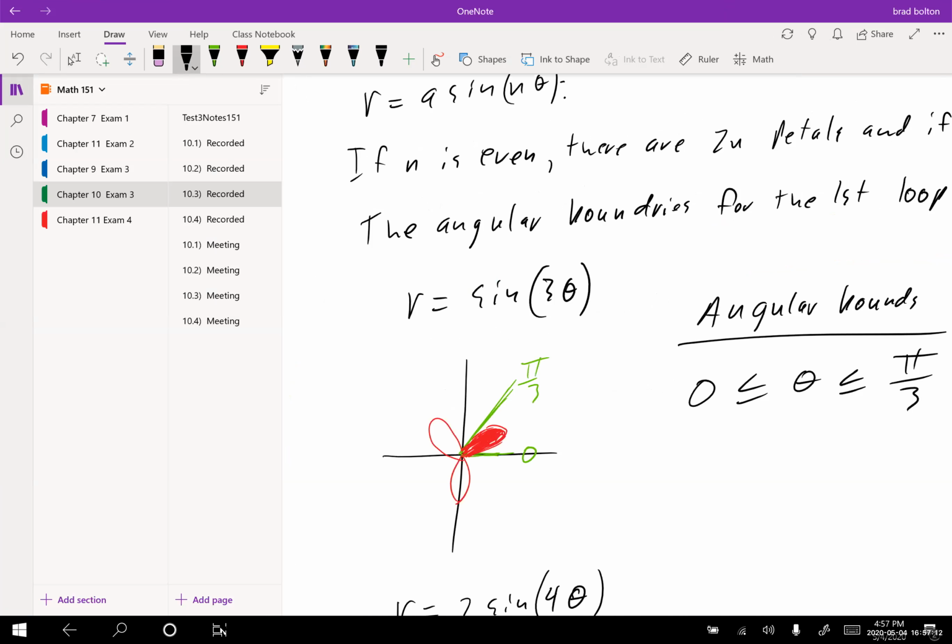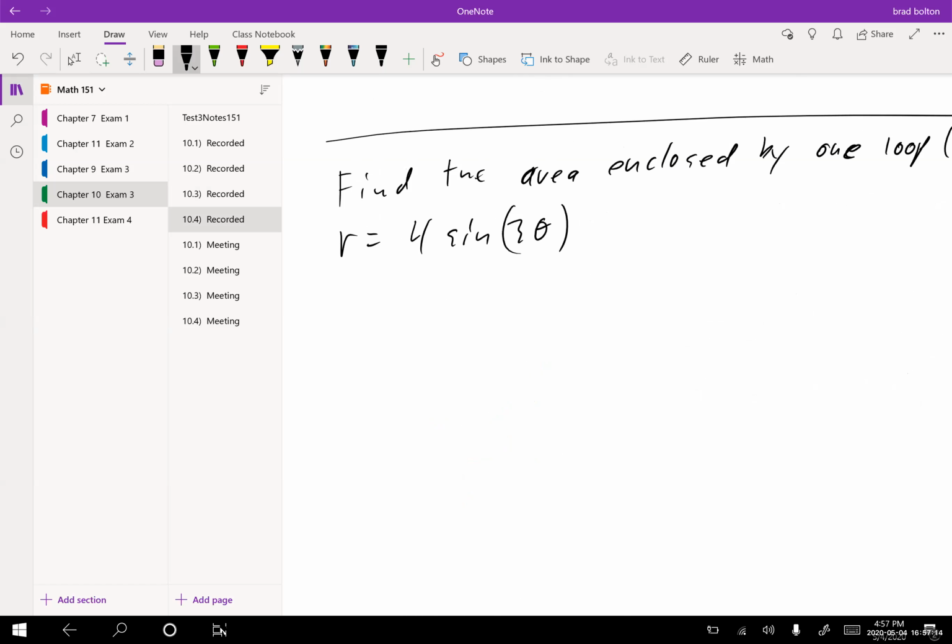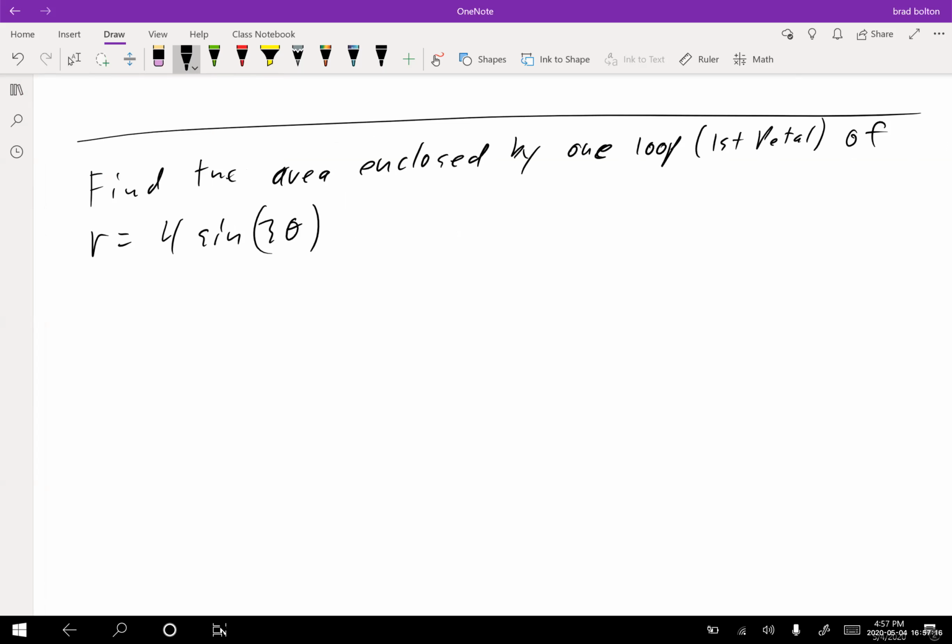So let's look at 10.4. So the angular boundaries: we're going to go from 0 less than or equal to theta less than or equal to pi over n. And in this case, n is 3. So we're going to go from 0 to pi thirds.